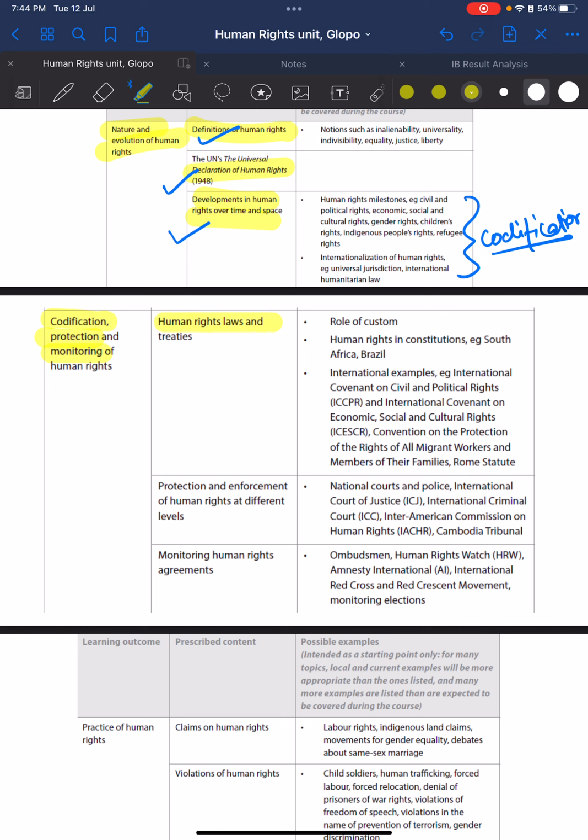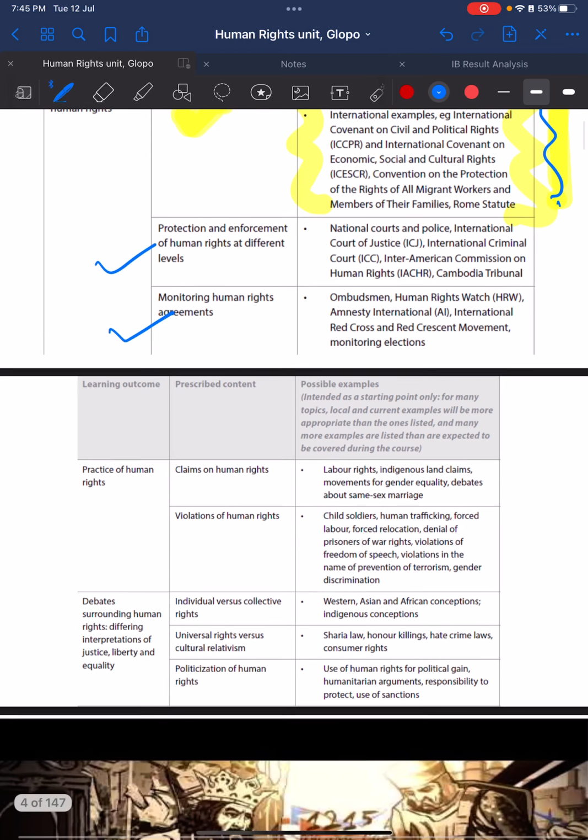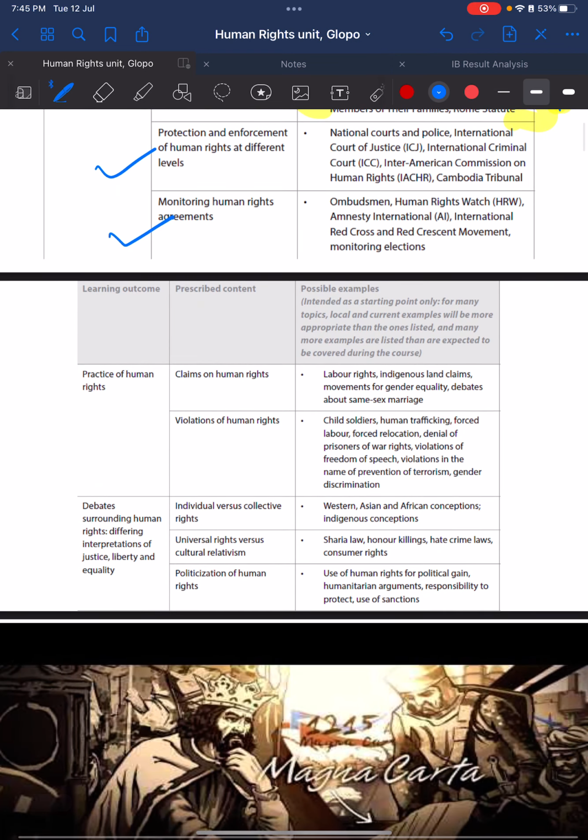Now human rights laws and treaties, what all can be covered, okay? It can be covered, but not necessarily that you have to cover all these things. You can't edit or delete any; this is the prescribed content over here and these are a few examples, okay? Then you have protection and enforcement of human rights at different levels. As I said, monitoring, I would be covering further in my videos.